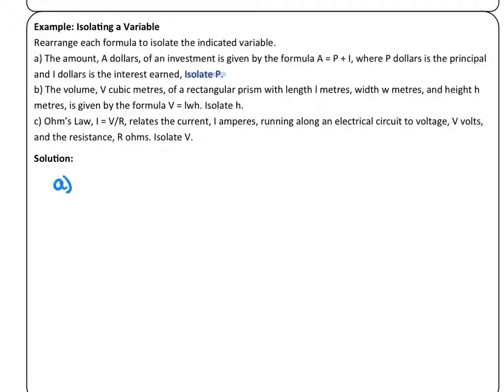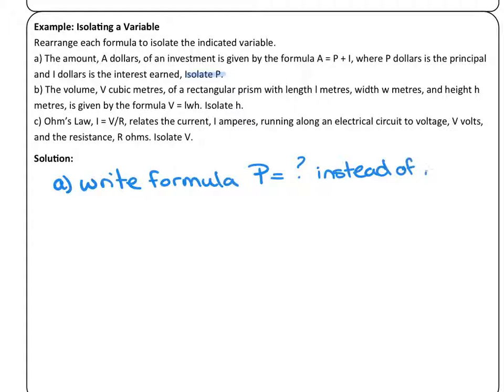So what does isolate P mean? It means you're going to write the formula so that it's P equals, instead of A equals P plus I. When I think about it, I think about how I am going to get P all by itself. The way we do that is, whatever operations are with P, in order to move the other letters over to the other side, we're just going to do the opposite.